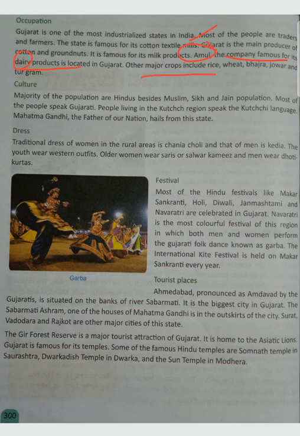Other main crops include rice, wheat, bajra, jowar, and gram. Okay, keep that in mind. Main crops produced in Gujarat: rice, wheat, bajra, jowar, and gram.